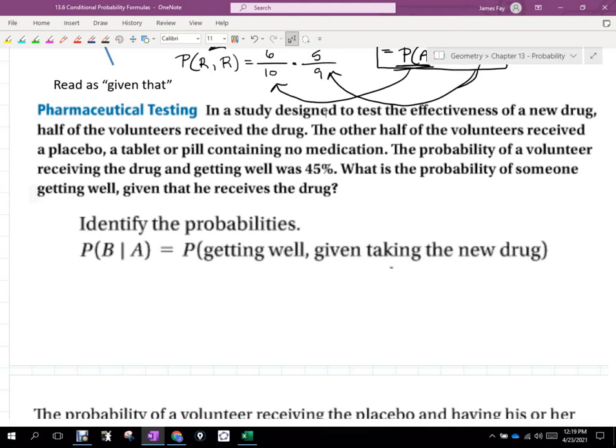What's a placebo? Does anybody know what placebo is? It's medicine related. Okay, it's a fake medicine. Usually it's like a water pill or a sugar pill or something like that.